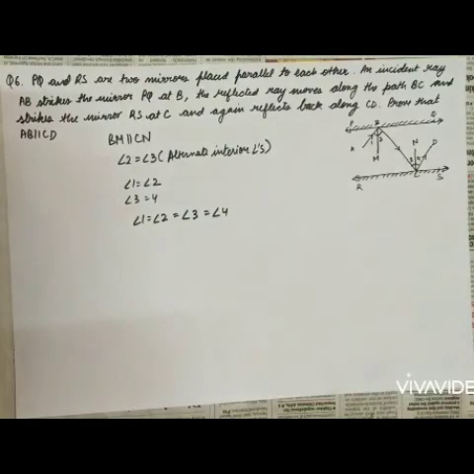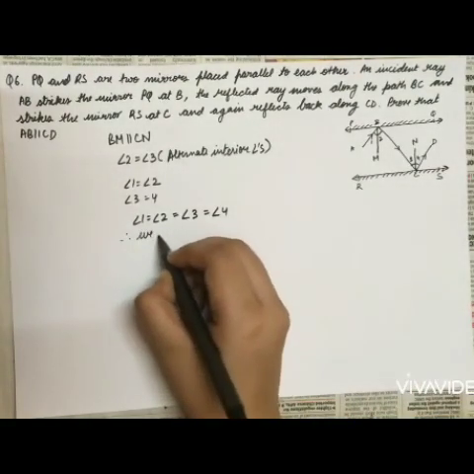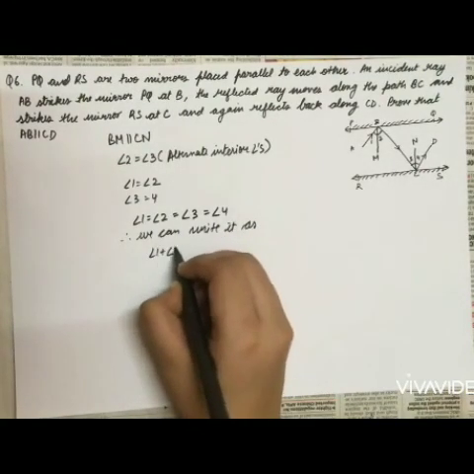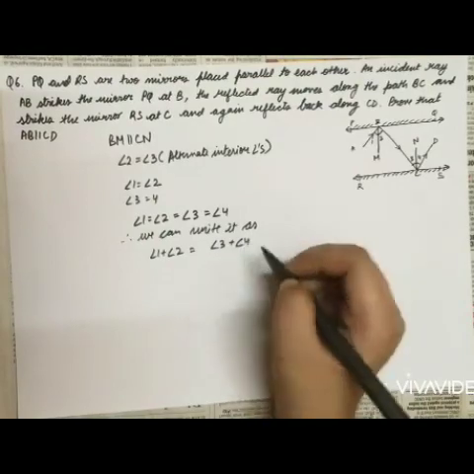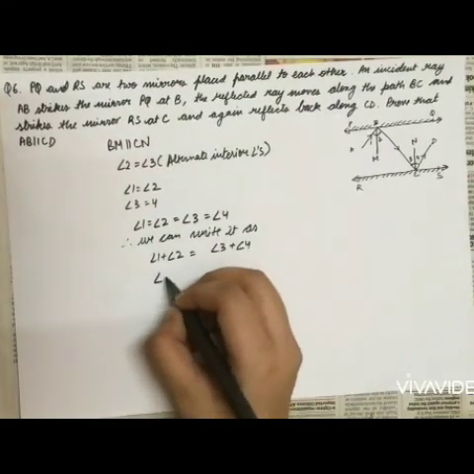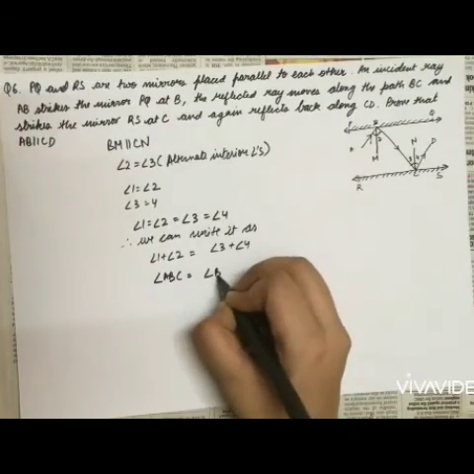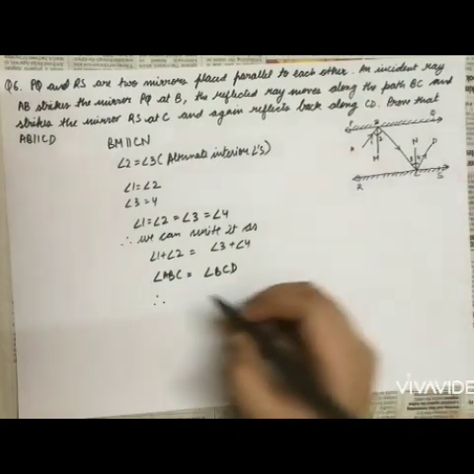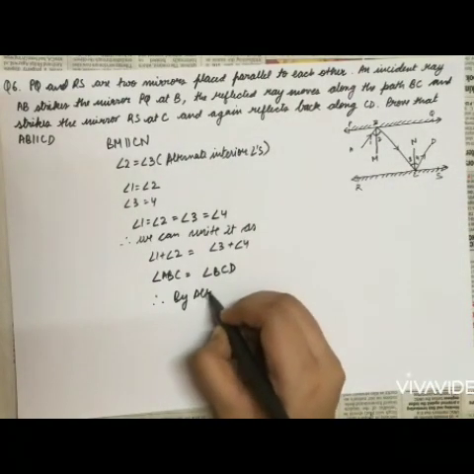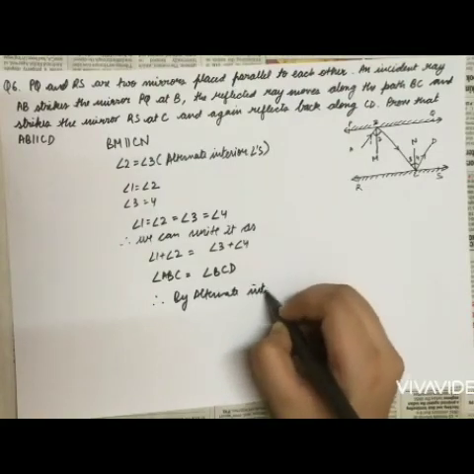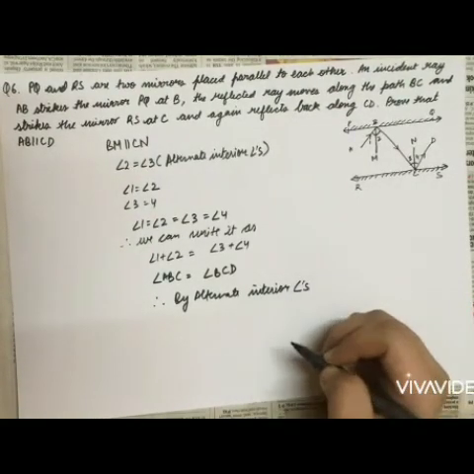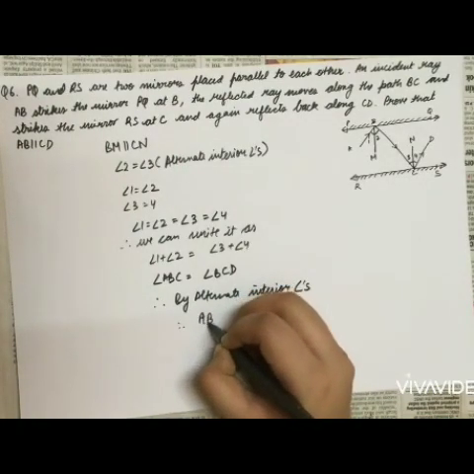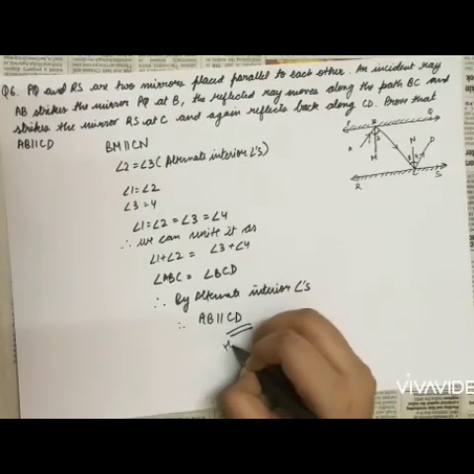Therefore we can write it as angle 1 plus angle 2 is equal to angle 3 plus angle 4, which says angle ABC is equal to angle BCD. Therefore ABC and BCD form alternate interior angles. We can say now that AB is parallel to CD, hence proved.